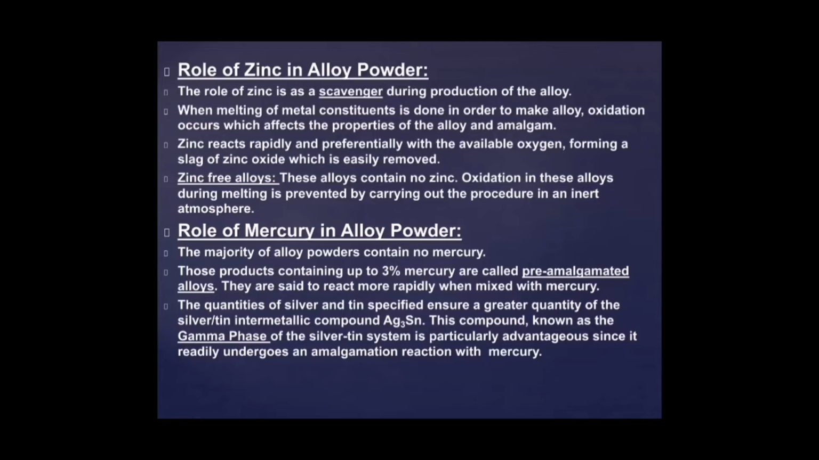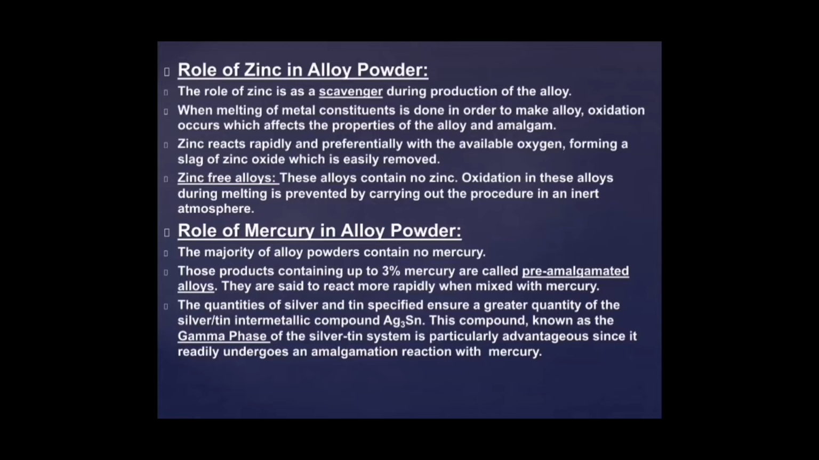Role of mercury in alloy powder. The majority of the alloy powders contain no mercury. These products containing up to 3% mercury are called pre-amalgamated alloys. These are said to react more rapidly when mixed with the mercury.